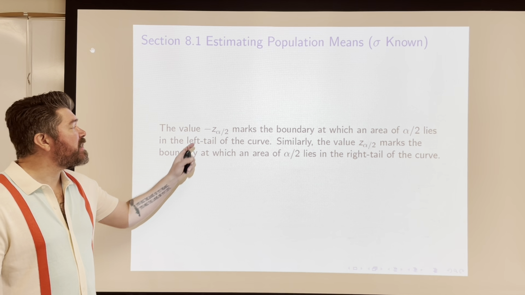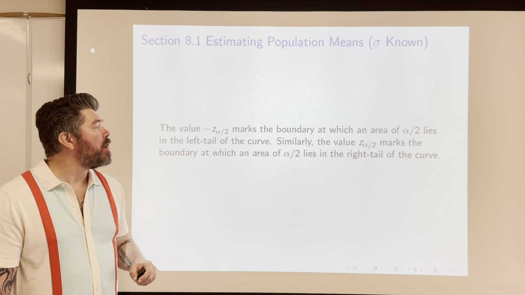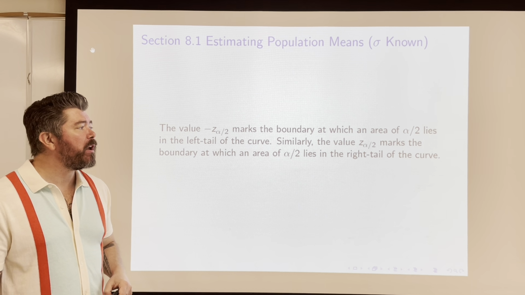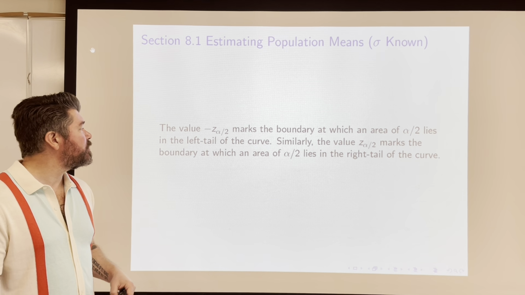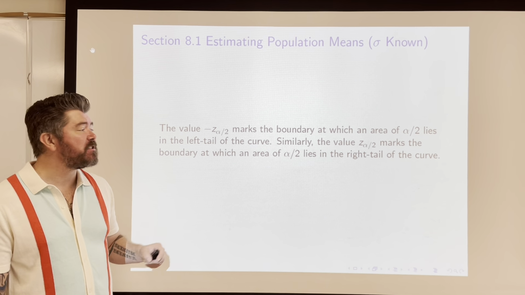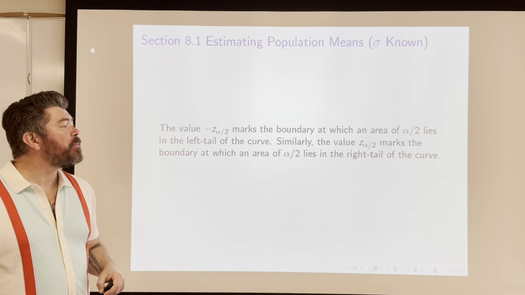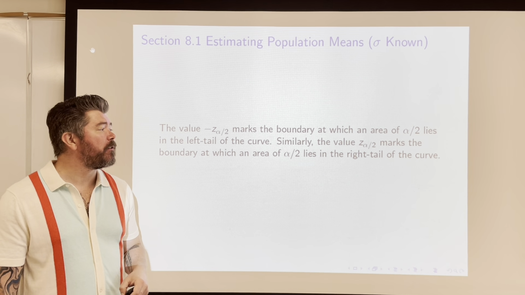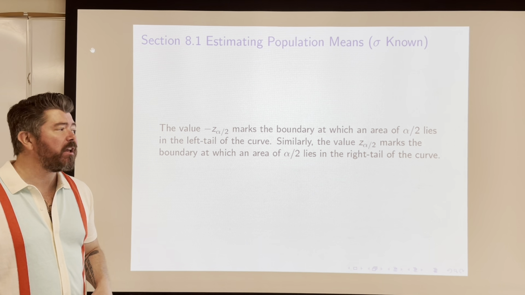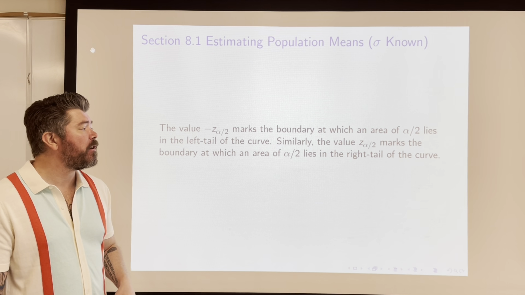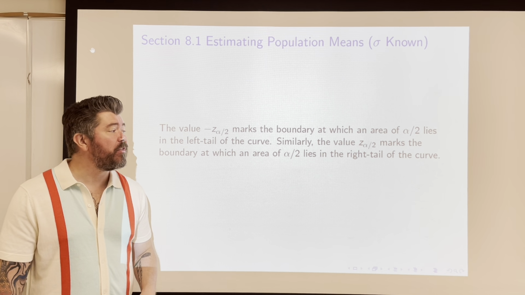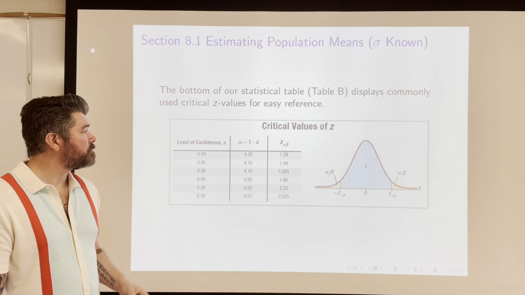The value negative z alpha over 2 marks the boundary at which an area of alpha over 2 lies in the left tail of the curve. Similarly, the value z alpha over 2 marks the boundary at which the area of alpha over 2 lies in the right tail of the curve.